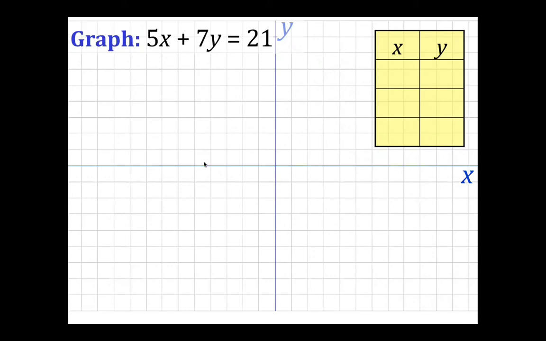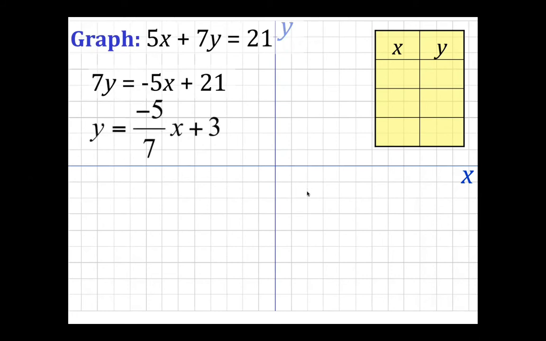In this case, 5x. So just subtract 5x from both sides, and you're left with 7y equals -5x plus 21. Now to isolate y, I'm going to go ahead and divide both sides by 7. 7 cancels, and now your equation is solved for y. It will be y equals -5/7 x plus 3. And now you can go ahead and plug in your x values.